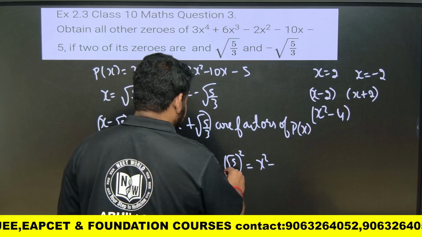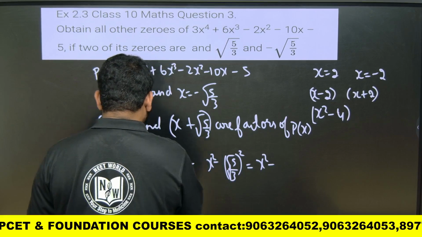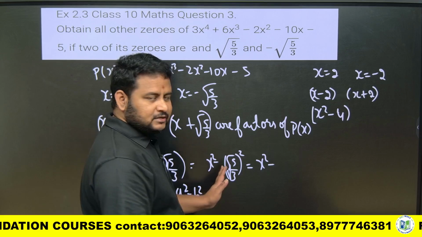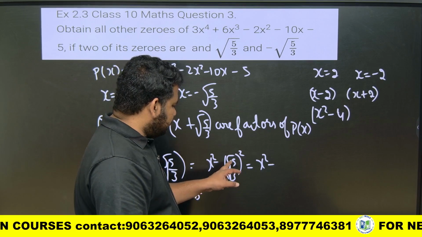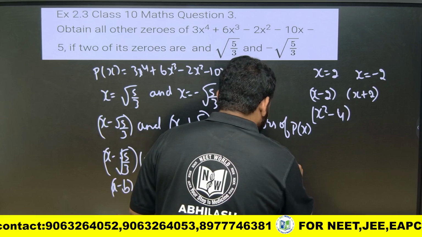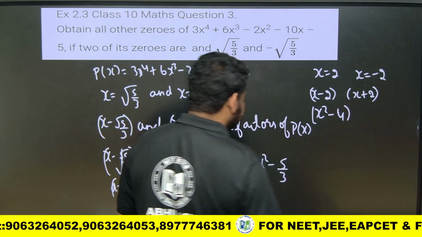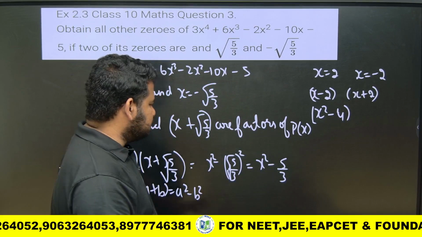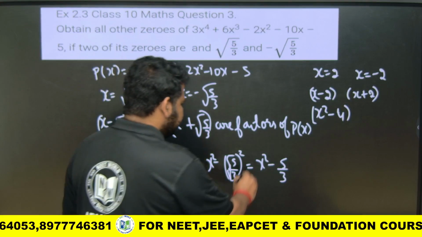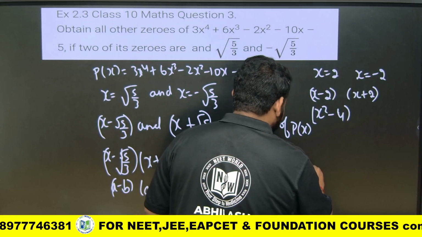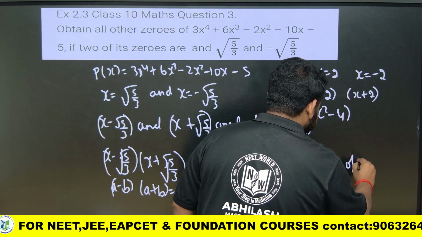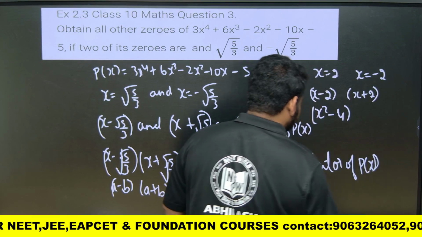The root is for the entire thing, not just 5, the entire thing. Okay, make the correction. So the square root of root 5 by 3 whole square, the square and the root will cancel. We will get x square minus 5 by 3. This is nothing but a factor of p of x.